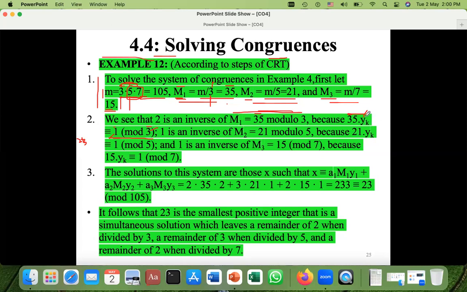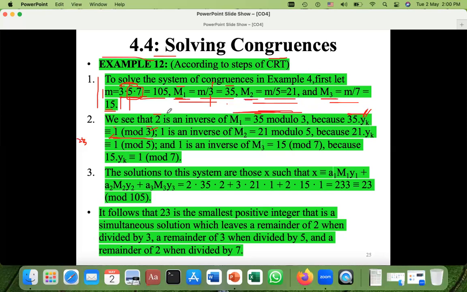So what I want to say is, when you keep the value of this yk as 2, it becomes 70, and after dividing that 70 by this 3, you have 1 as the remainder. You can divide it and verify these values. So here 2 is the right value, and that 2 is basically the inverse of that m1, which is 35 modulo 3. So find these inverses for this m1, for this m2, and for m3.